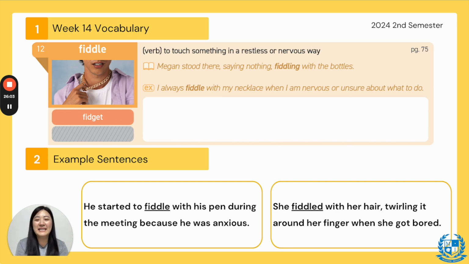Here, it says, he started to fiddle with his pen during the meeting because he was anxious. So maybe he had to do a presentation during the meeting, but he kept fiddling with his pencil and just kept touching it because he was nervous. Next one, it says, she fiddled with her hair, twirling it around her finger when she got bored. Oh, I'm just fiddling with my hair.